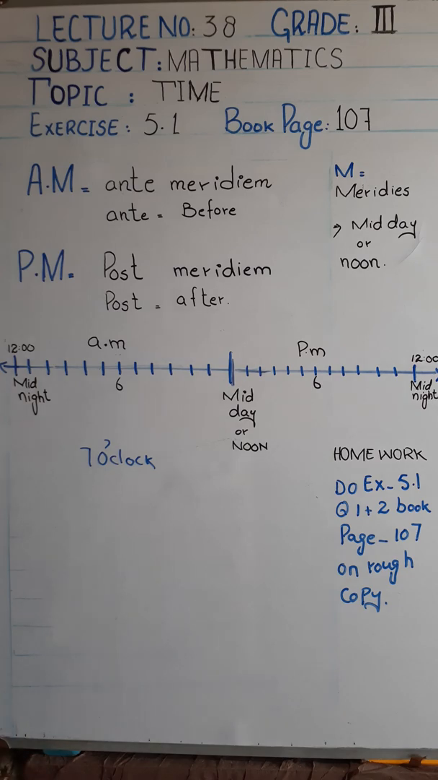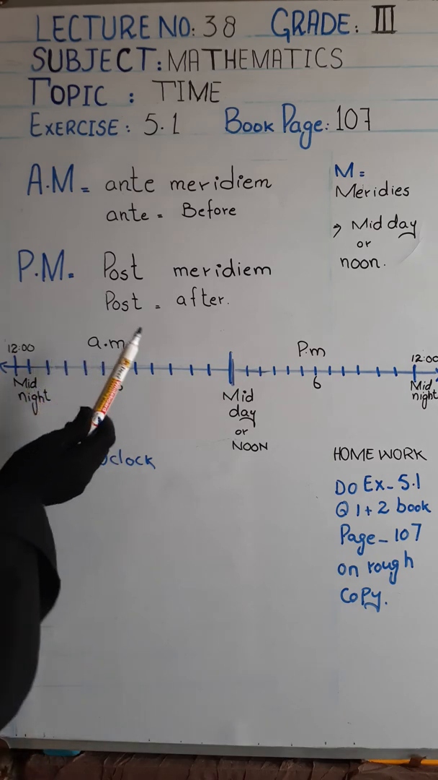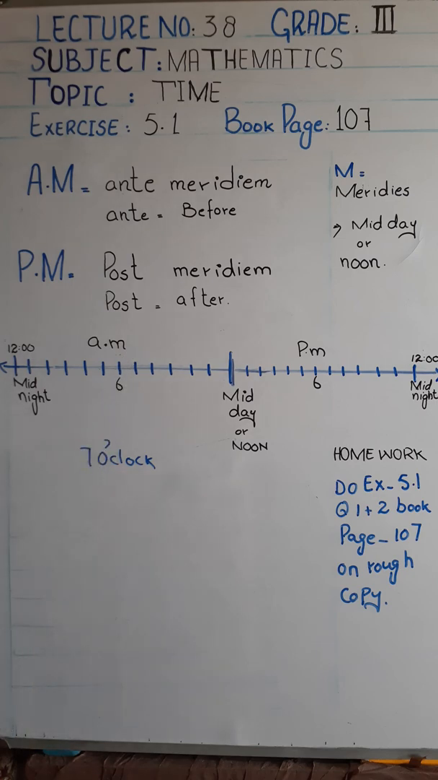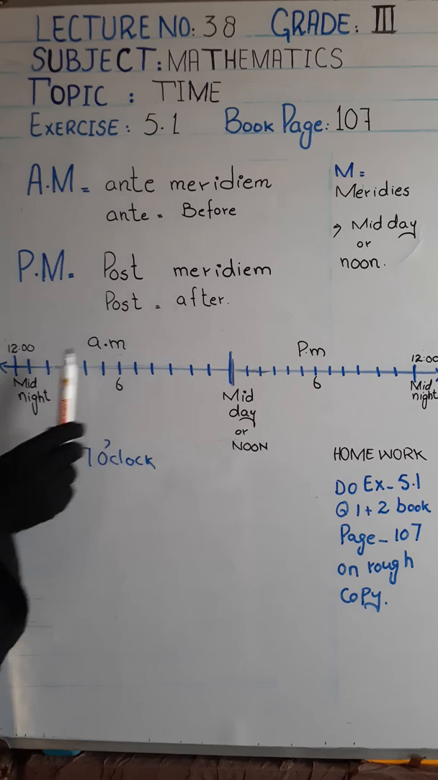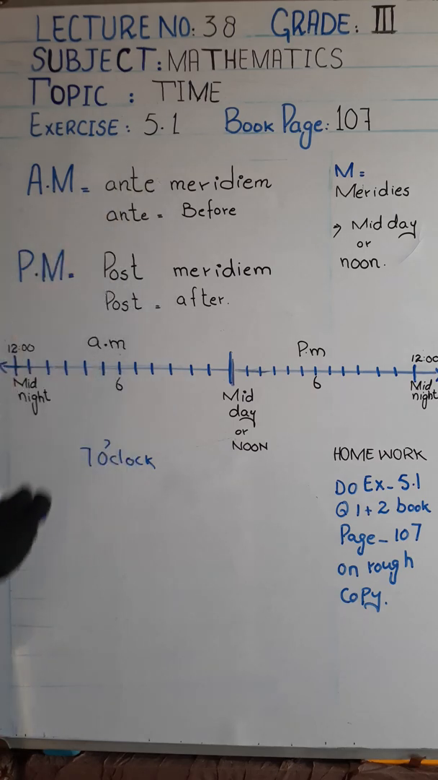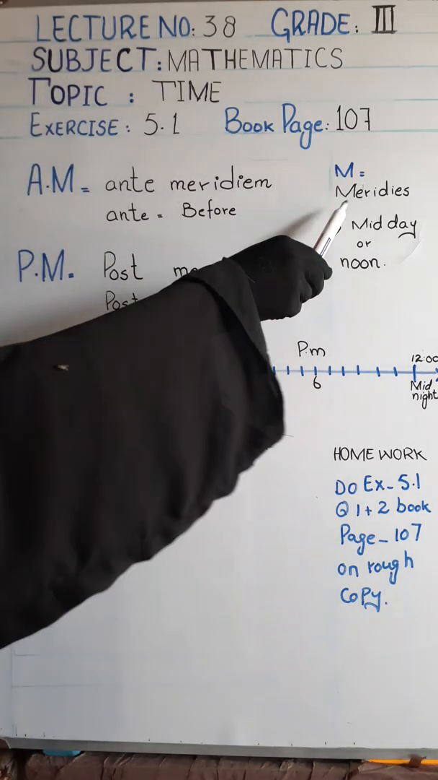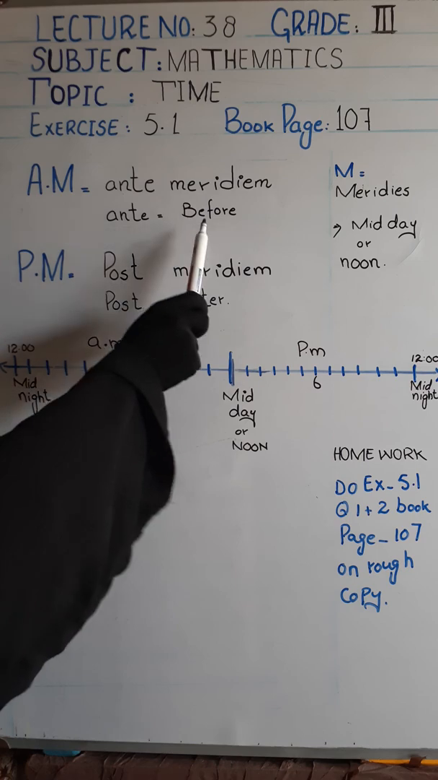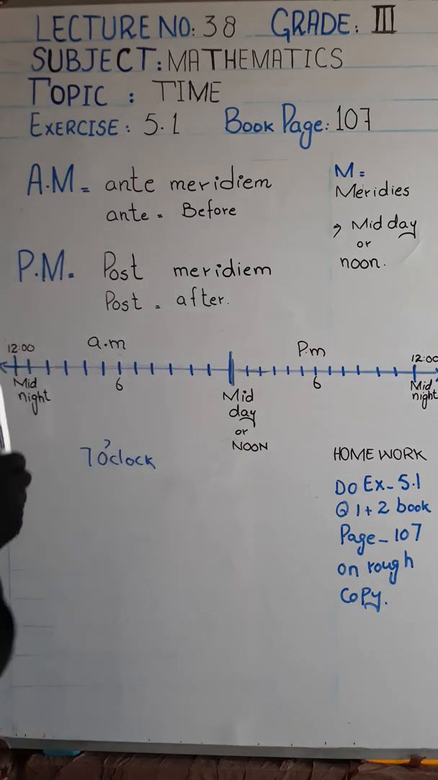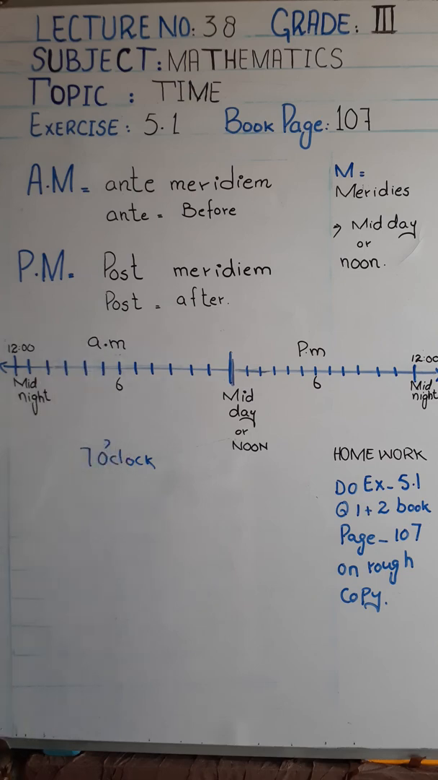Or simply we say AM comes from a Latin word. It means before noon. So what is meant by AM? AM comes from the Latin word anti-meridian, where anti means before. So the time between midnight and midday is known as AM, or morning time.